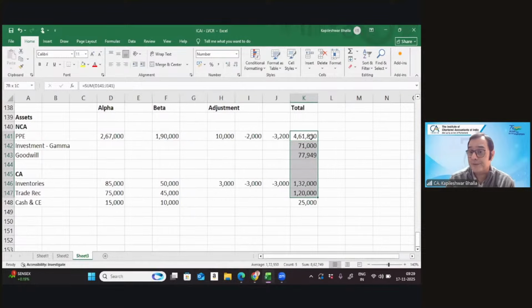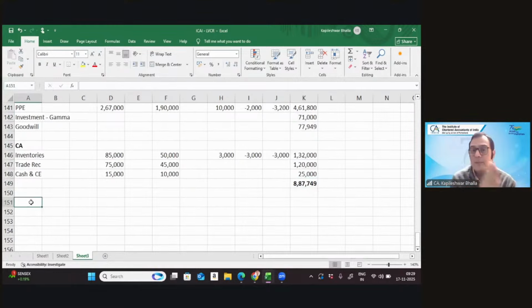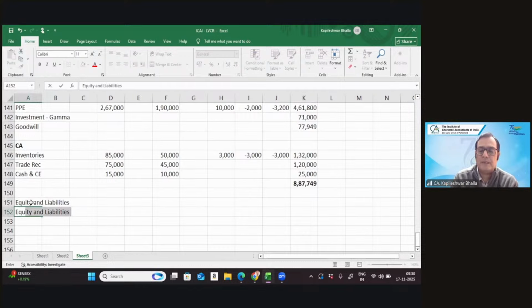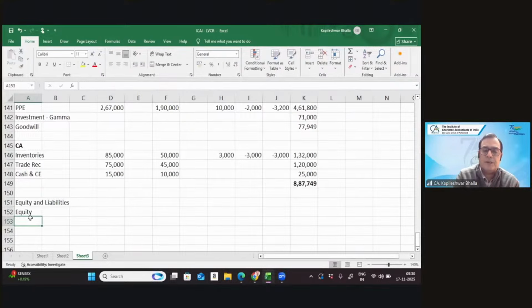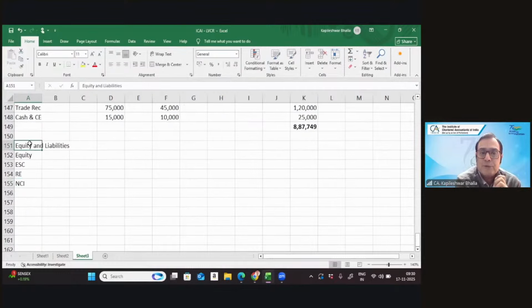So let's take the sum total. This is 887,749. Now let's go to the liability side of the balance sheet. So we've got equity and liabilities, and within this we've got equity share capital. Then there is RE. Then there is, lest we forget, NCI. So when you capture the equity, you should always remember to capture the NCI as well.